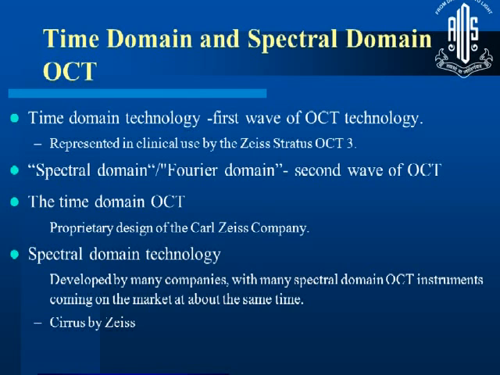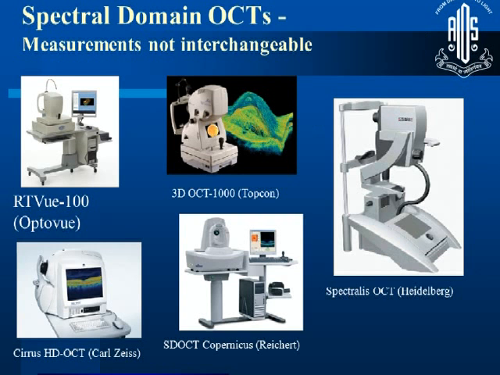The time domain was really the first wave of OCT technology and represented in clinical use by the Zeiss Stratus OCT. But the second wave of OCT was really the spectral domain, which came up with many companies when they realized that the time domain was a proprietary of the Zeiss, and they realized what a time bomb it turned out to be. So these are some of the few spectral domains that are available for clinical use widely: RTView, the 3D OCT TopCon, Spectralis, the Cirrus, and the Writer.